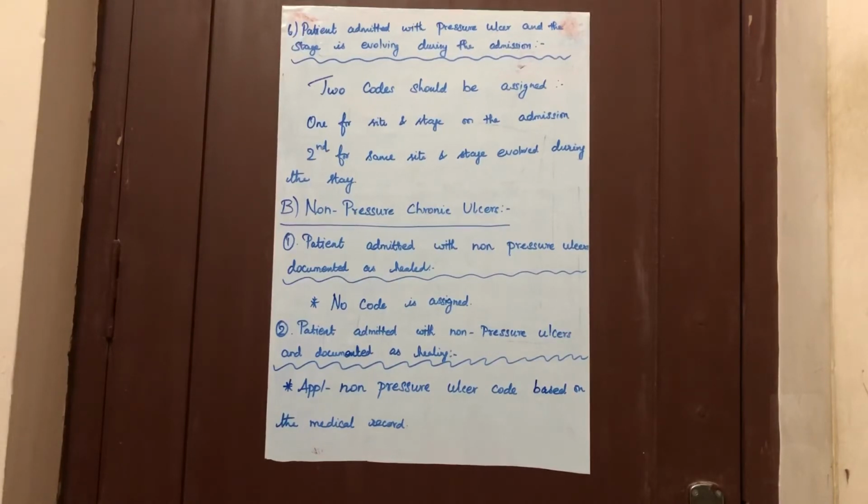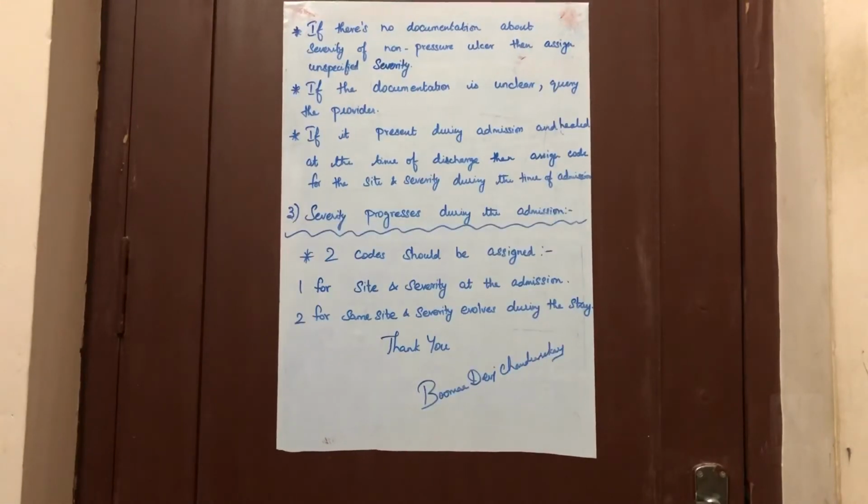And the second one is patient admitted with a non-pressure ulcer and documented as healing. It is getting healed, it is getting cured by the treatment. So for that kind of patients, how will we code? We have to give the appropriate non-pressure ulcer code based on the medical record documentation. If there is no information in the documentation about the severity of the non-pressure ulcer, then we have to assign the code for unspecified severity.